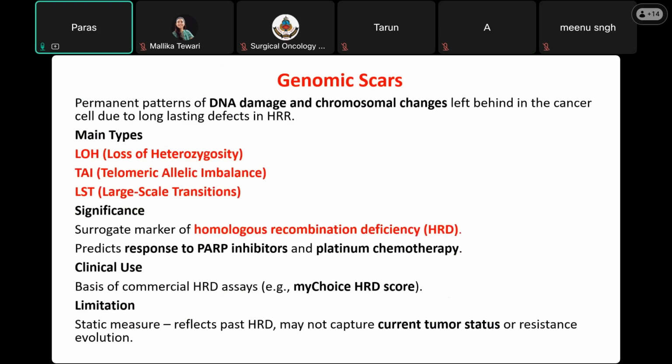What are genomic scars? These are the permanent patterns of DNA damage and chromosomal changes left behind in the cancer cell due to long-lasting effects of homologous recombination deficiency. Main types being loss of heterozygosity, telomeric allelic imbalance, and large-scale transitions. Significance is that they act as a surrogate marker of homologous recombination deficiency. It predicts the response to PARP inhibitors and platinum chemotherapy. Clinical use is that MyChoice HRD score, which we are discussing later on, is used to detect these genomic scars. Limitation is that it is a static measure, reflects past homologous recombination deficiency, and may not capture the current tumor status or resistance evolution.